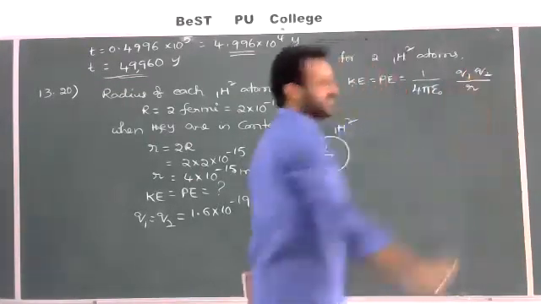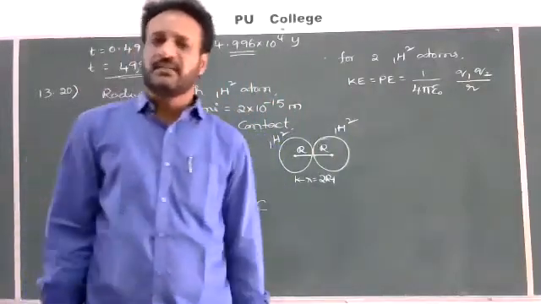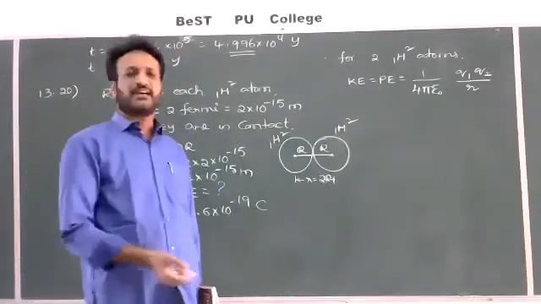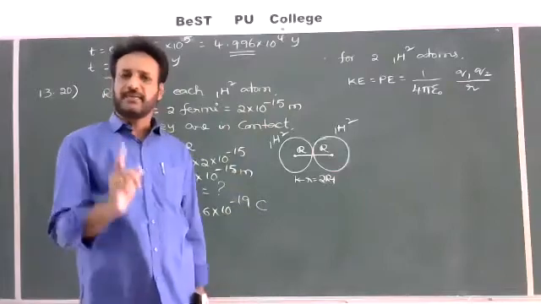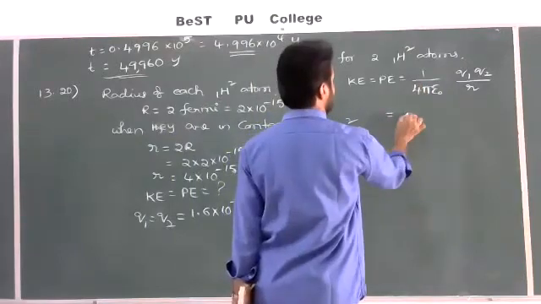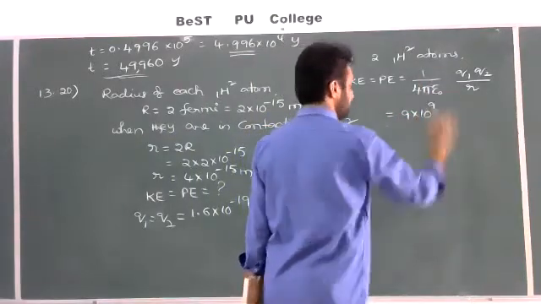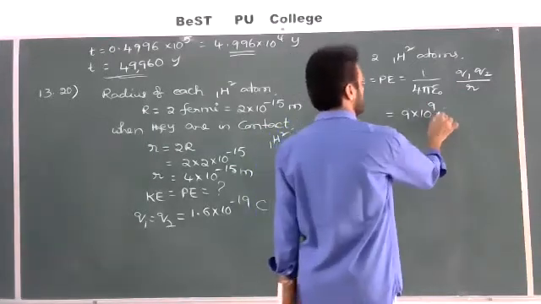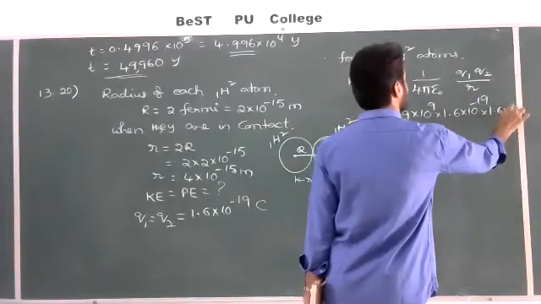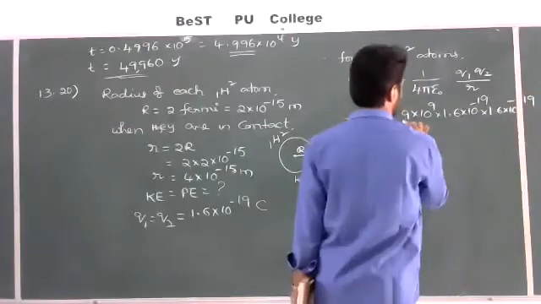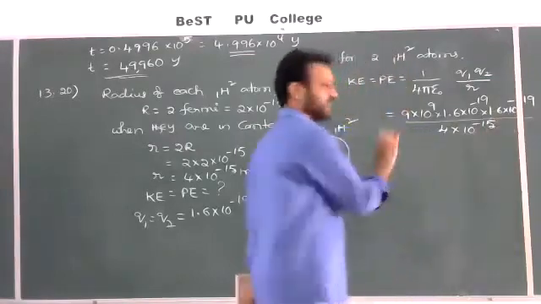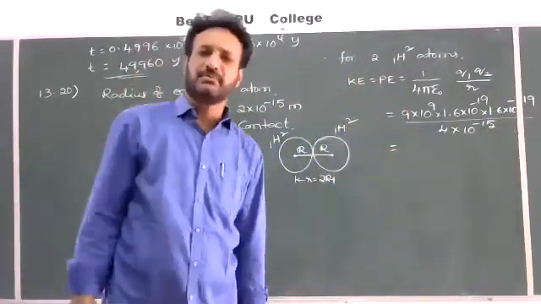In the electric potential chapter, I think we already discussed the electrostatic PE formula. If it is Coulomb's inverse square law, you write R square, but for electrostatic PE, no square, only R. Therefore, 1 by 4 pi epsilon naught value is 9 into 10 to the power of 9. Q1 and Q2 are both equal: 1.6 into 10 to the power of minus 19 into 1.6 into 10 to the power of minus 19 divided by R, which is 4 into 10 to the power of minus 15. You have to simplify this value.